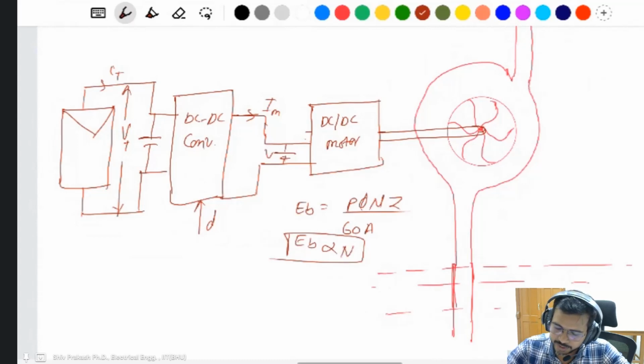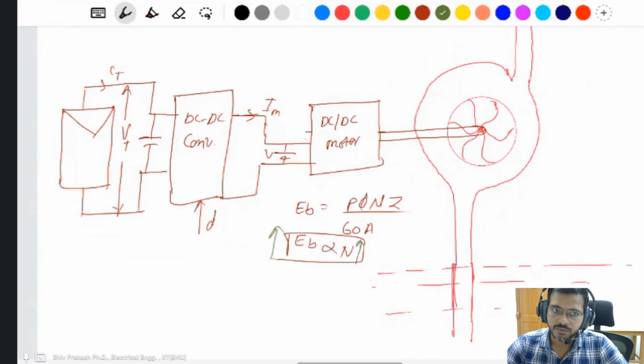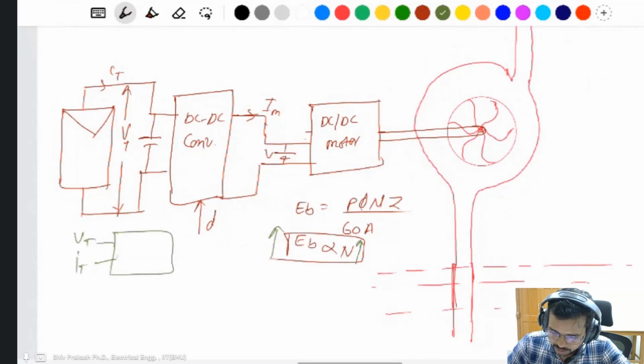If Eb is increased, then speed is also increased, and if speed is increased, the water pump pumps more water to the tank. It means you can apply MPPT here to extract the maximum power from the PV panel. That's why the controller is used. There is a controller for MPPT.